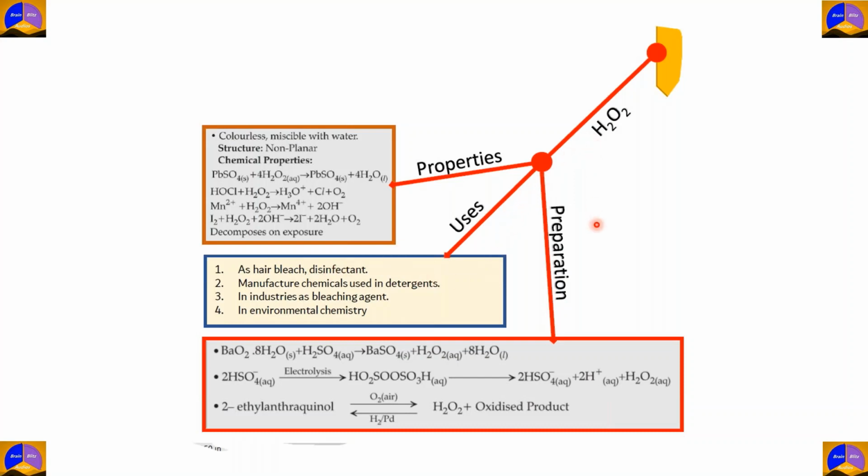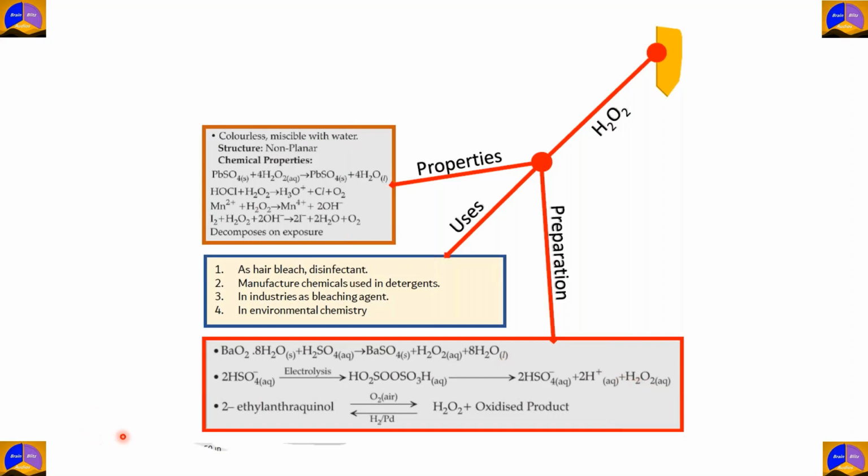The preparation of hydrogen peroxide is by three methods. The first method is using barium hydroxide and reacting it with sulfuric acid to give you hydrogen peroxide. The second method uses acidified sulfate solutions, which when electrolyzed gives you peroxodisulfate, which on further oxidation and reduction gives you acidified sulfate solution and hydrogen peroxide.